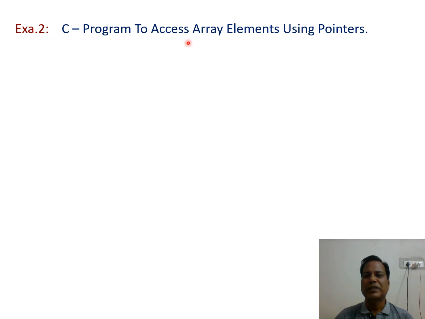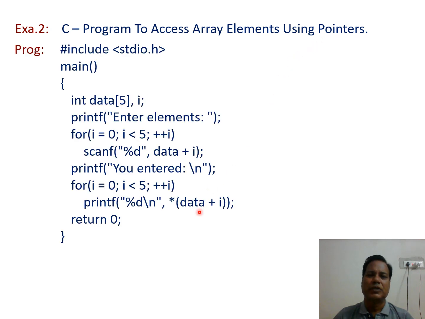C program to access array elements using the pointer. Here we are going to access the array elements using the pointer. So in a similar way, we can access the array elements. The program is just like the previous one with some modification here. First statement: int data[5], I. So we declare the integer array data that can store 5 elements and also an integer variable I.